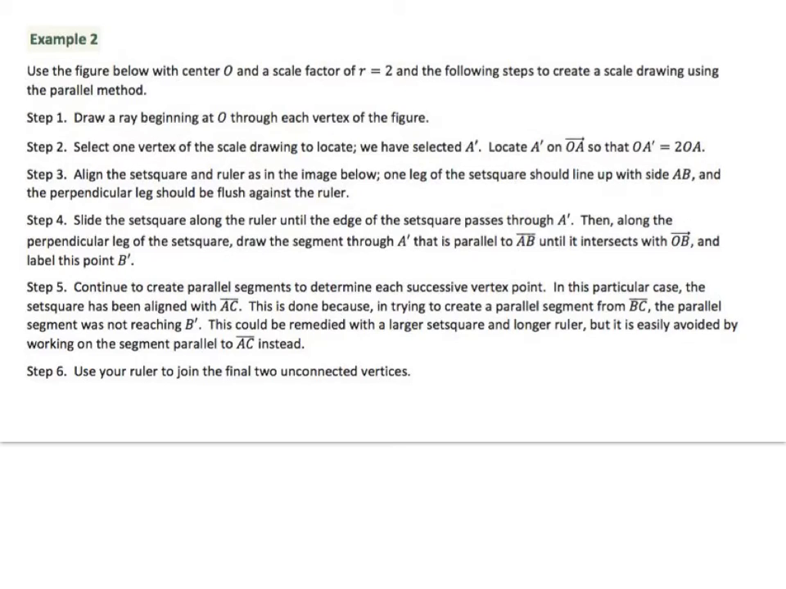So you have to measure OA and do your math. We're doing a factor of 2, so you measure your original ray and multiply it by 2, and that would be your A prime. So align the set square, etc. Like this part right here, we're going to do together. But let's go through what we've done.